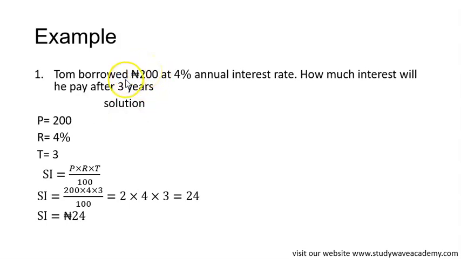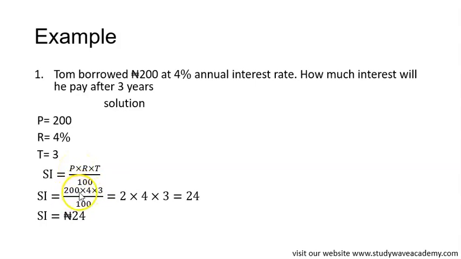So we're going to be using the simple interest formula to calculate. The simple interest formula is P times R times T over 100. P is 200, which is the principal. The rate is 4%, which is 4. And the time is 3, over 100. The percent, that is 100, okay? So now that we have arranged our numbers into the formula, we solve it, okay?